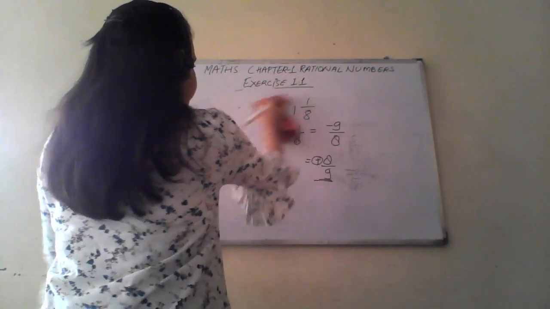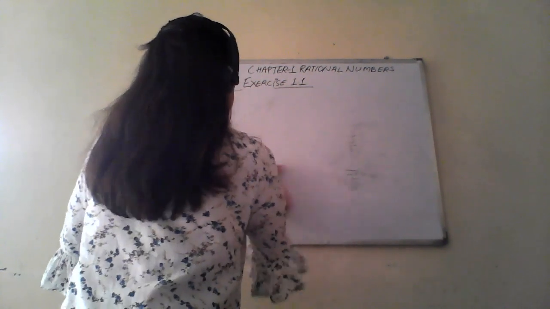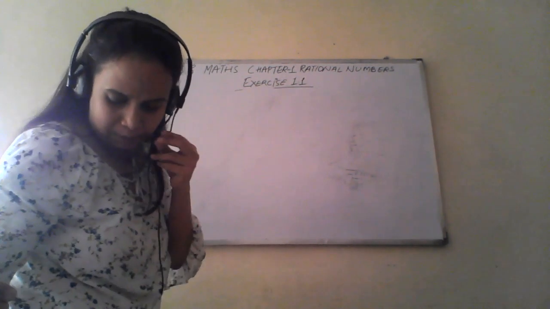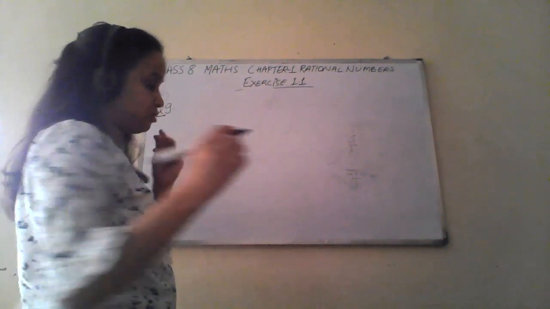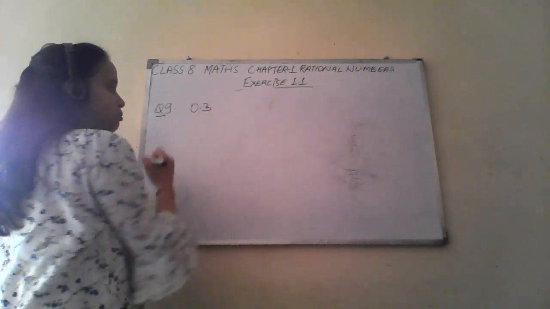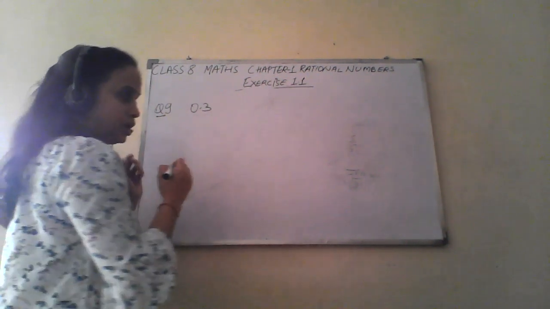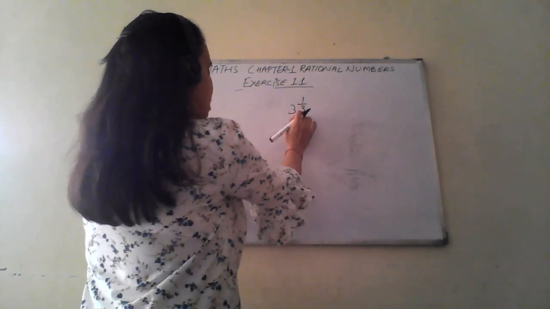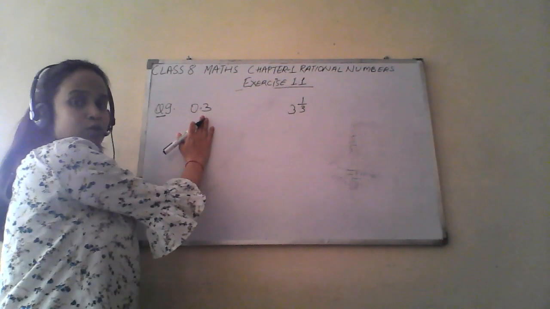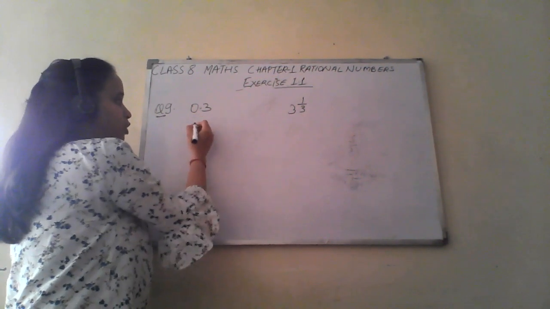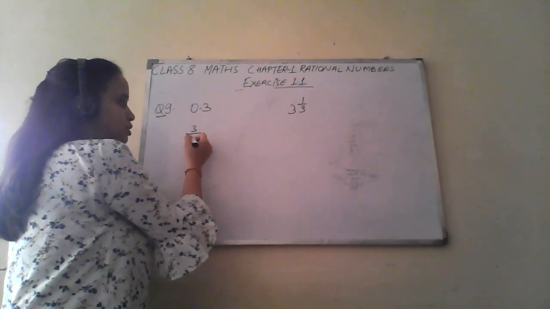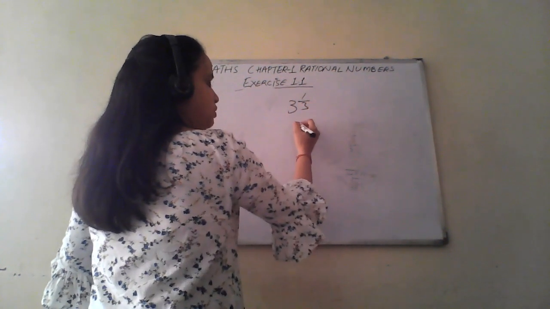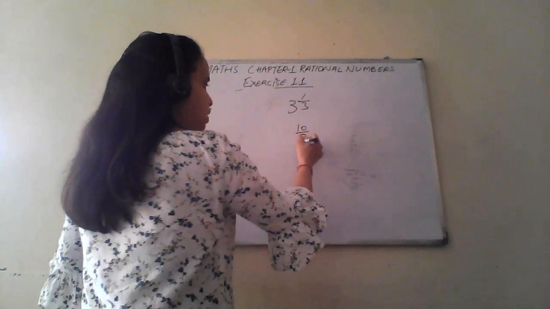Question 9. Is 0.3 the multiplicative inverse of 3 whole number 1 by 3? Now we have to first reduce this into fraction form. What will become? 3 by 10, and this into fraction form it will become 10 by 3.